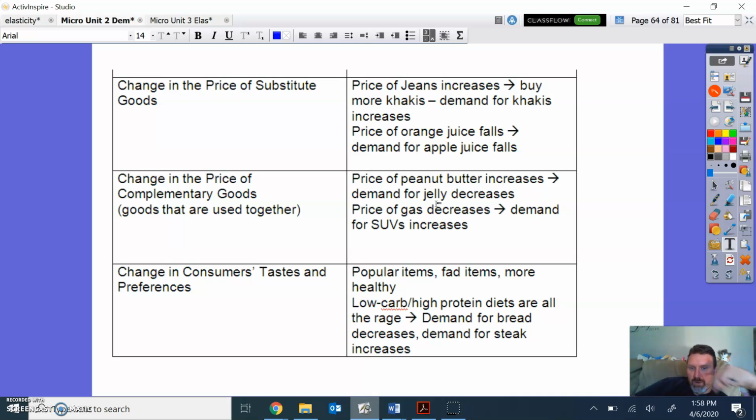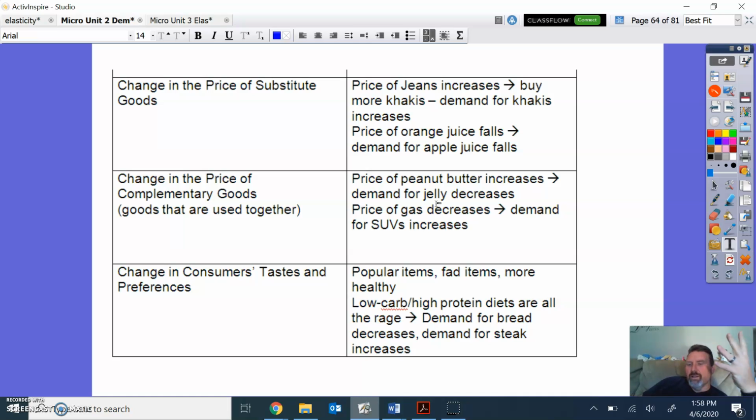If the price of gas goes down, it decreases, it moves in, right? The demand for SUVs will move out because it's a lot easier to pay for gas for an SUV when it's $1.80 a gallon than when it's $2.80 a gallon, right?